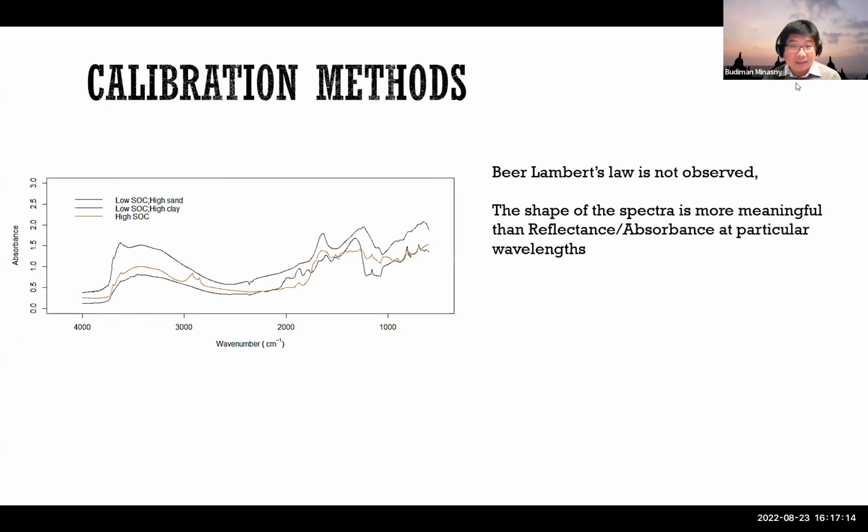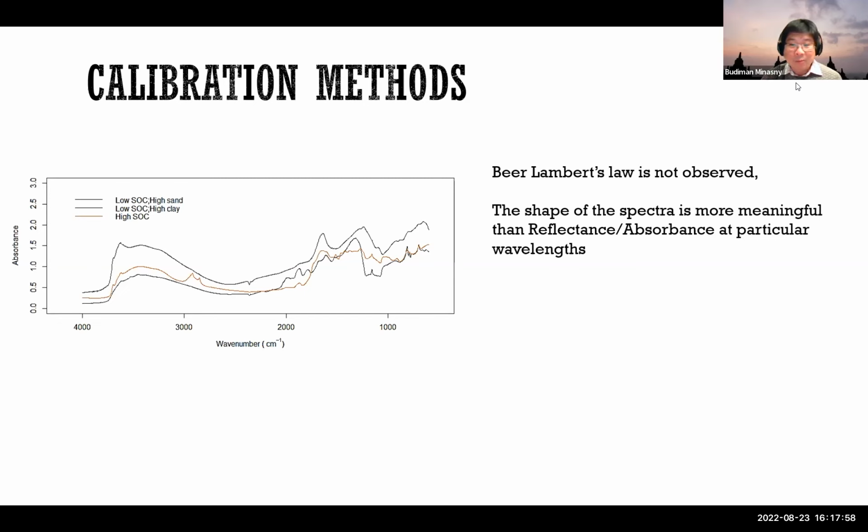So the calibration methods, what we use to convert this spectra into soil properties, what we call soil spectral inference, is that we need to use the whole spectrum, because in chemistry we usually observe the Beer-Lambert law. That means the amount of reflectance or absorbance depends on the concentration of a particular peak. But here, because soil is a mixture of different components, an increase in the concentration of a particular element does not necessarily translate to a linear increment in the reflectance or absorbance of particular peaks.